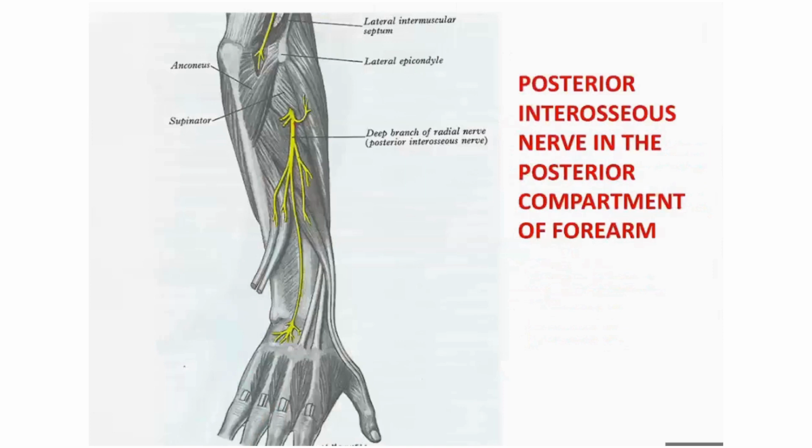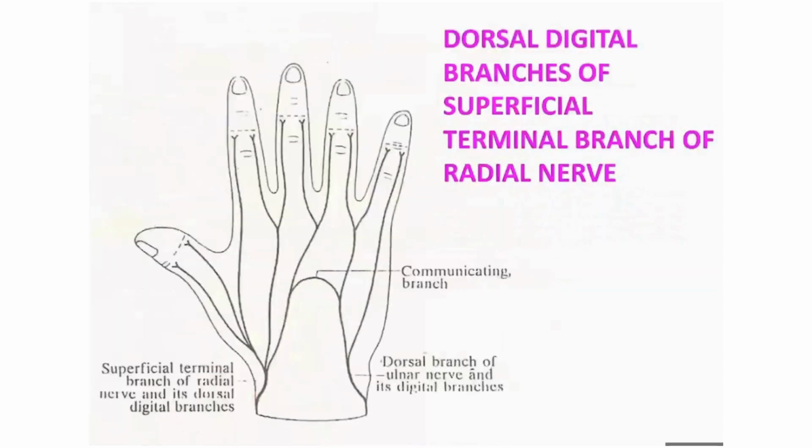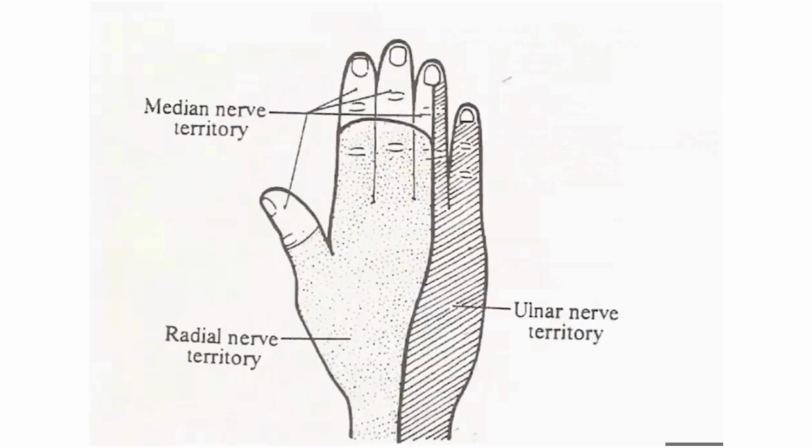We already finished, right? Posterior interosseous nerve, how does it end? Pseudo ganglion. Superficial branch, where does it supply? Dorsum of, see this? Dorsal of the radial nerve. Can you see this one? Thus supplying the skin over the dorsum of the hand. This is important, right? Up to this area only, it is radial nerve.